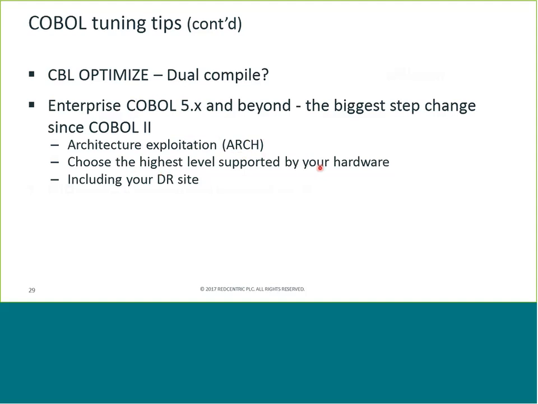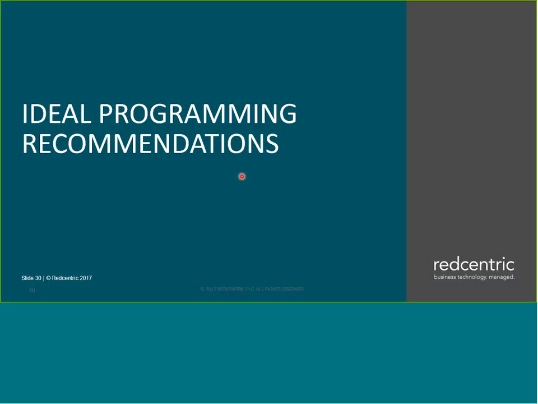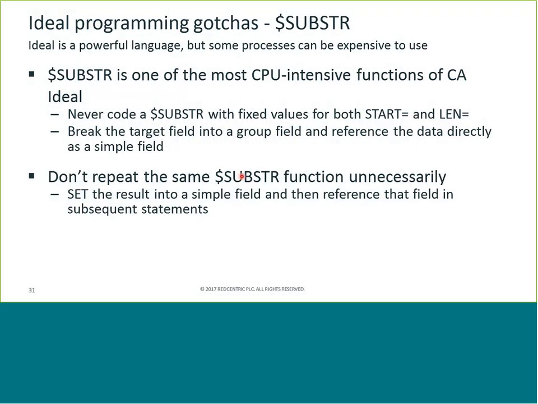Make sure you choose the highest level that's supported by your hardware, but don't forget your DR site. If you've got a Z13, don't code the architecture level for a Z13 when your DR site is still running a Z10. Otherwise, when you have a disaster, you're going to have a real problem because none of your programs are going to work. So do consider that. But this is a major enhancement for new versions of COBOL if you are going to Enterprise COBOL 5. Some ideal programming tips.